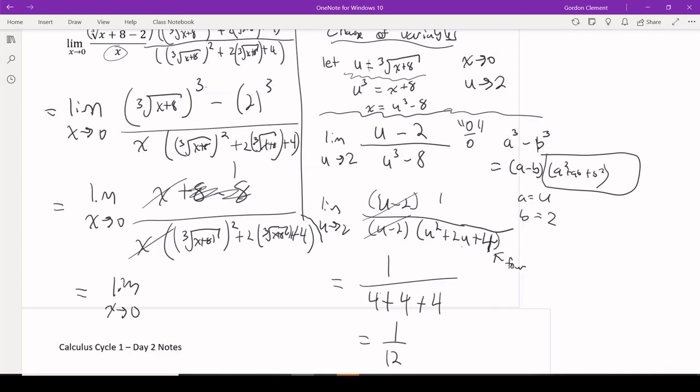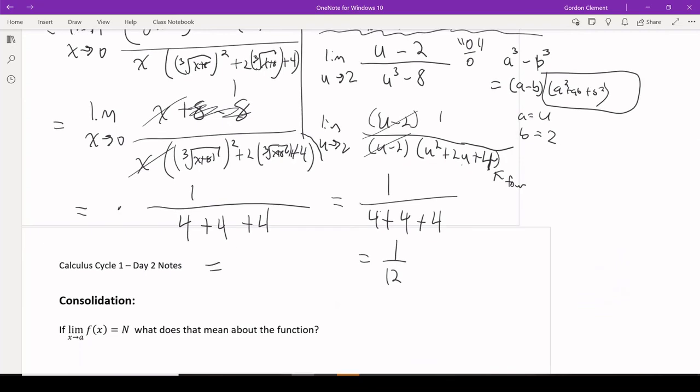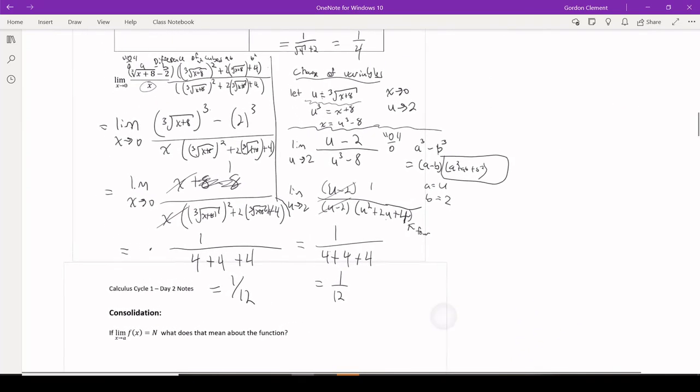And look at what happens. You get 1 over, this becomes the cubed root of 8, which is 2, squared, which is 4. This becomes the cubed root of 8, which is 2 times 2, which is 4. And we have that plus 4. We get that exact same 1 over 4 plus 4 plus 4, still 1 over 12, and we never did a change of variables.